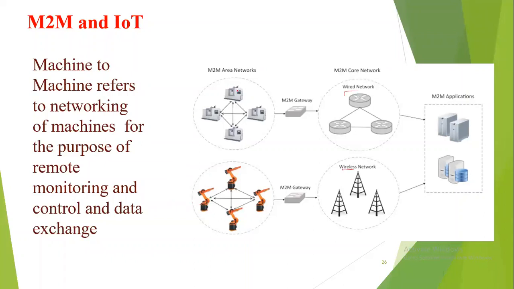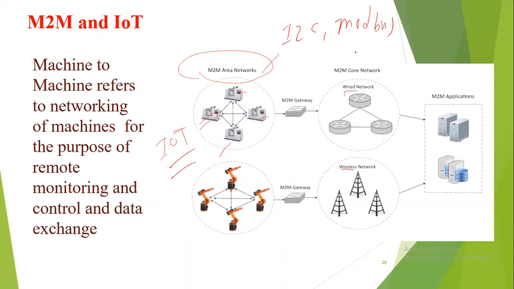So see, in this diagram you can observe that this is a machine to machine area network. All these machines are exchanging data, but they are not using the IoT. This M2M is actually not using the internet. They are using different protocols like I2C, Modbus, etc. So these are the essential protocols. If you want to work in industry, then you should be aware of what is I2C and what is Modbus. So machine to machine uses the I2C and Modbus protocols for exchanging the data.